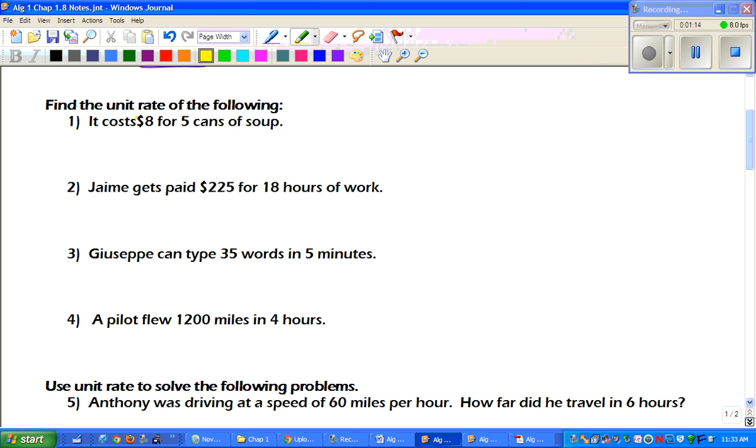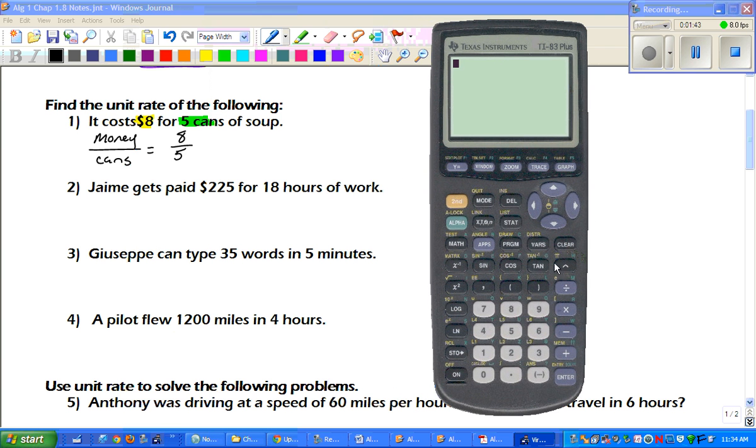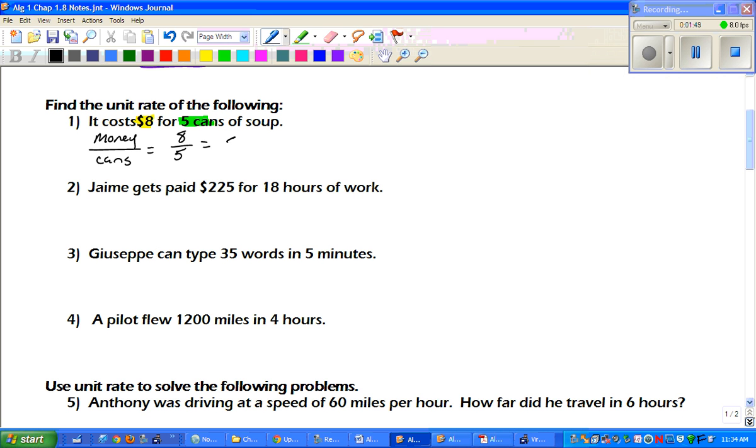Now, it costs $8 for 5 cans. So what we're going to do is put the money on the top and the cans on the bottom to find out how much one of those cans costs. So we have $8 over 5. Let's get my calculator out so we can do this. So 8 divided by 5 gives us a grand total of $1.60 per can.